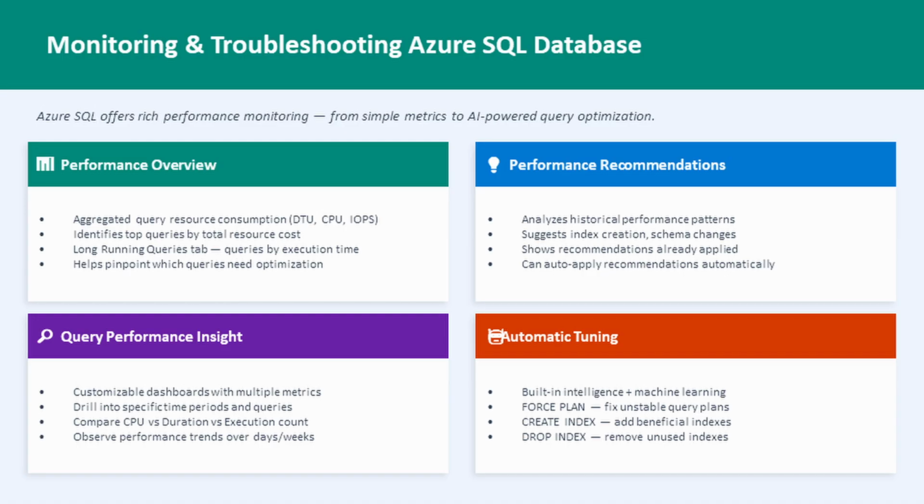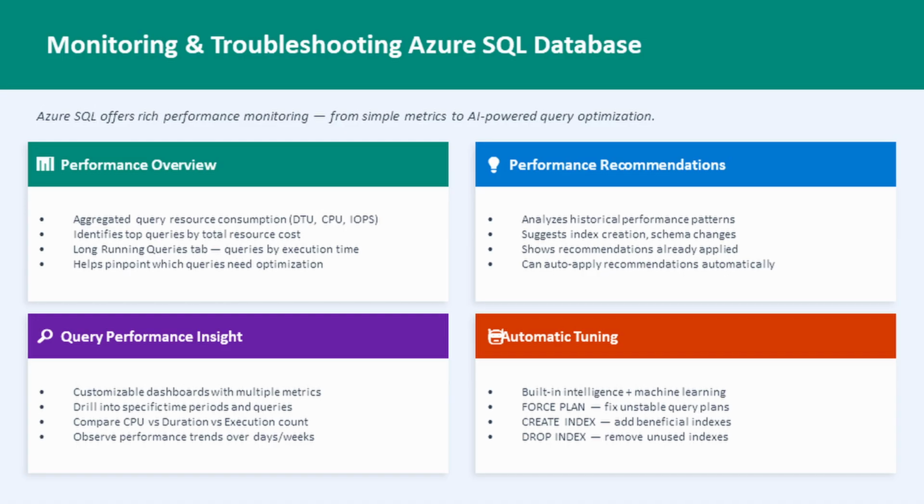The third tool is Query Performance Insight, which is similar to Performance Overview, but with more customization options. You can configure the time period you want to analyze, the metric you want to graph, CPU consumption, duration, execution count, and so on, and drill down into specific queries. This is especially useful for observing performance trends over longer periods, such as identifying whether a particular change you made last week improved or degraded performance.